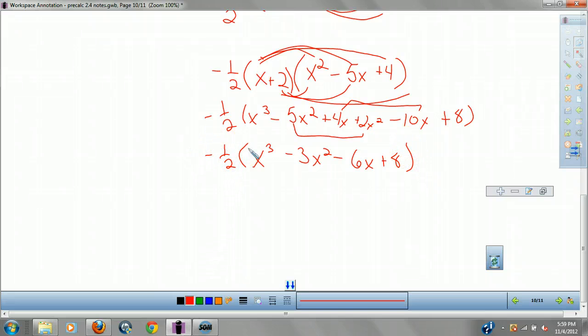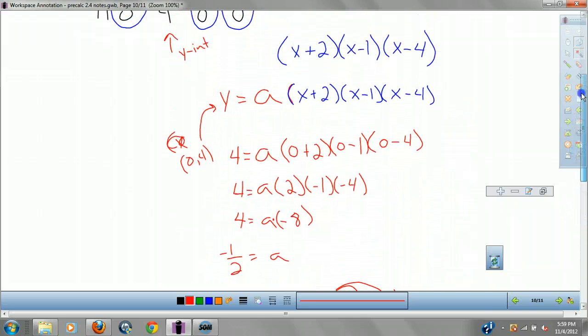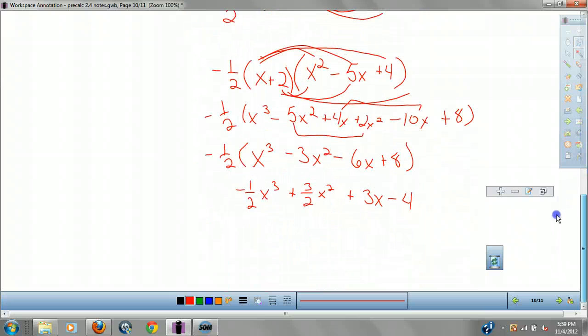Okay, almost there. One more step. We distribute that negative 1/2 through: negative 1/2 x cubed plus 3/2 x squared plus 3x minus 4. Okay, if you don't see where I got that from, guys, don't be afraid to ask me in class. Okay, and there we go. This part is probably one of the tougher parts. The one big step I want to see is how you plug in for the a.